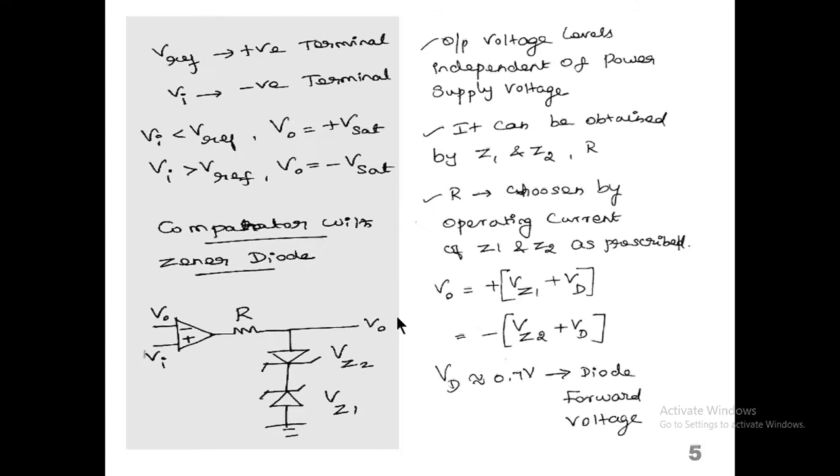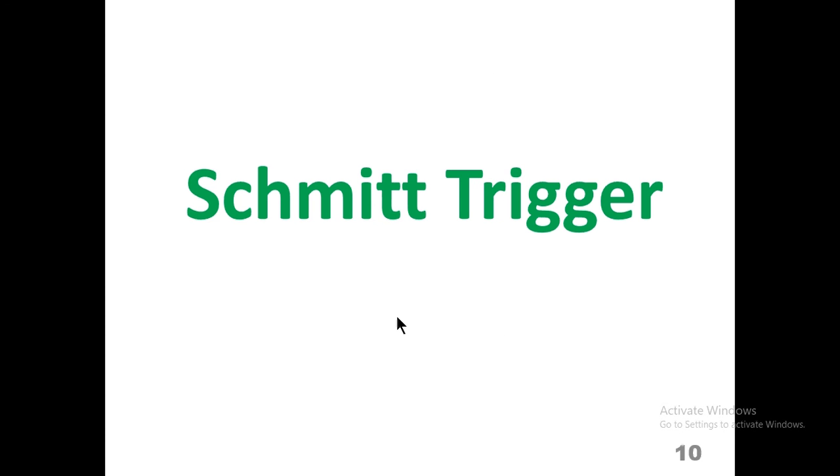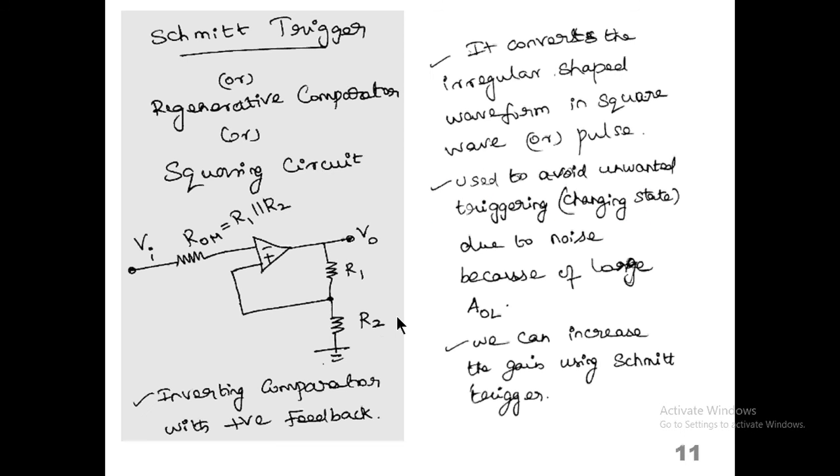So, applications of operational amplifiers. In that, we are going to see one more application, the Schmitt Trigger. The Schmitt Trigger is otherwise called a regenerative comparator or squaring circuit. So this is the Schmitt Trigger circuit. On the input side, one resistor is connected.